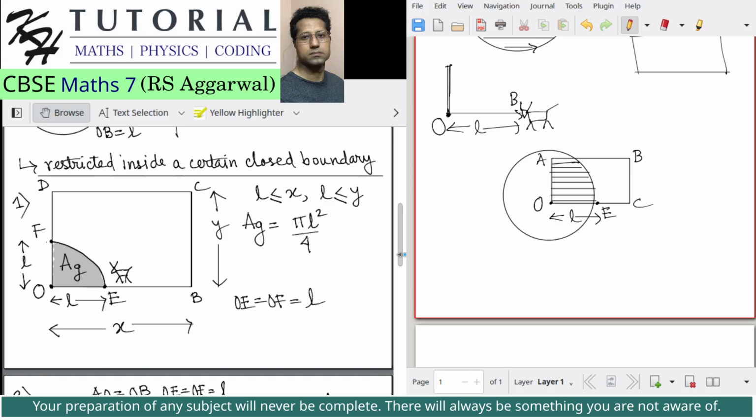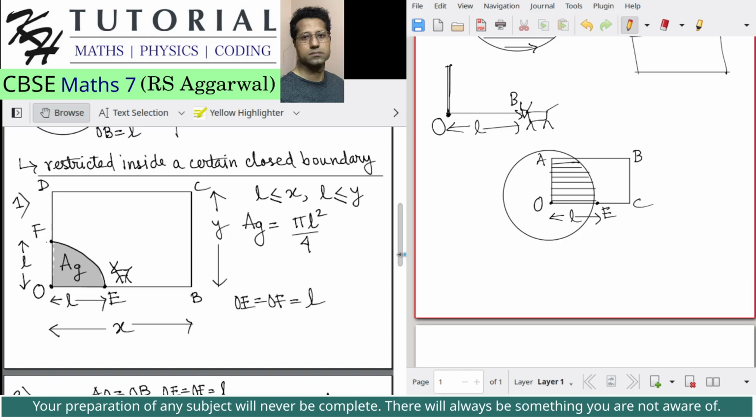If the length of the rope becomes greater than the length or breadth of the rectangle, then the shaded region will be completely different. Some part of the area will go outside the rectangle, that I will not discuss. In this particular case, number one, please note that the length of the rope is less than both the length and breadth of the rectangle.